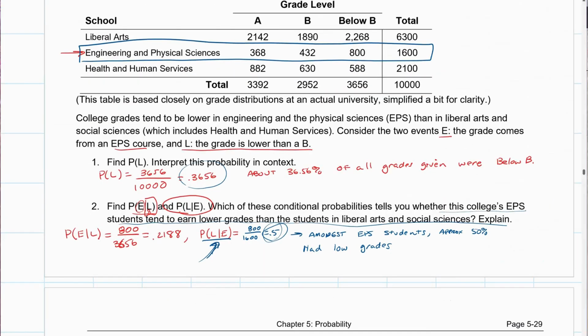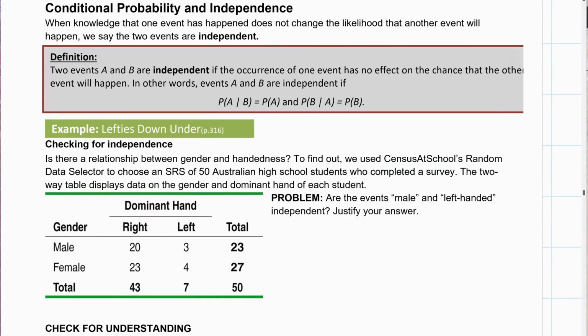Let's go on and use the conditional probability to find this new, very important idea called independence. When knowledge that one event has happened does not change the likelihood of the other event, we say that the two events are independent. That is, if two events A and B are independent, it means that the occurrence of one event has no effect on the chance of the other event. In other words, the conditional probability of A given B is the same as just the probability of A, or the conditional probability of B given A is just the same as the probability of B.